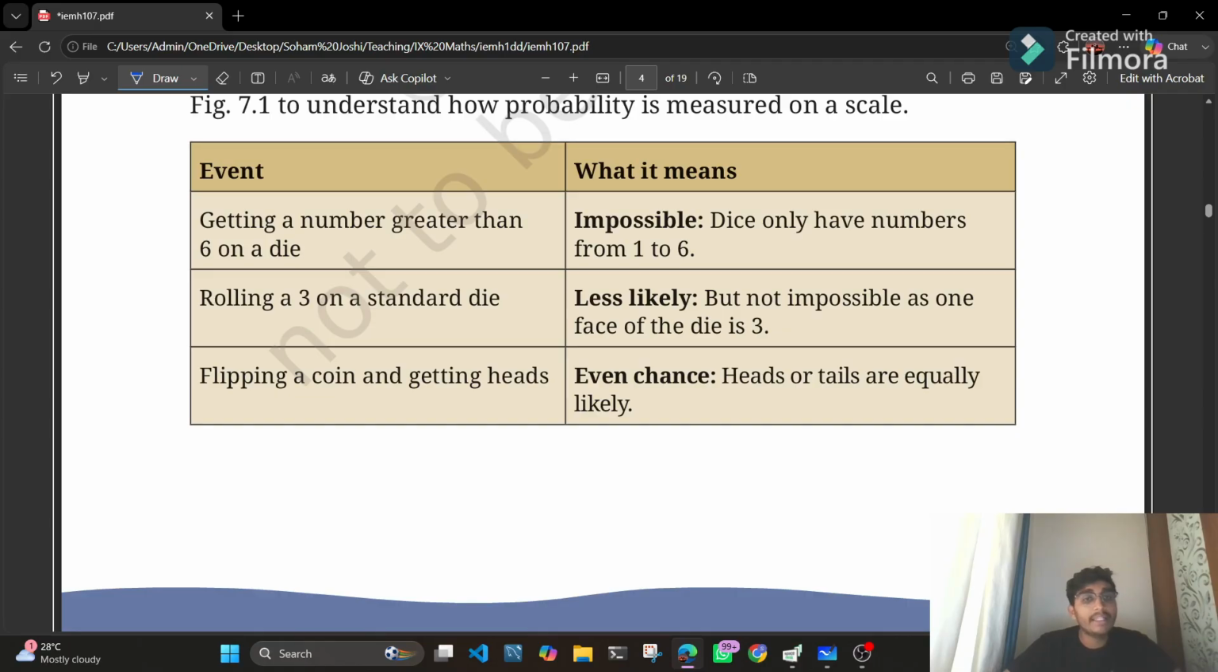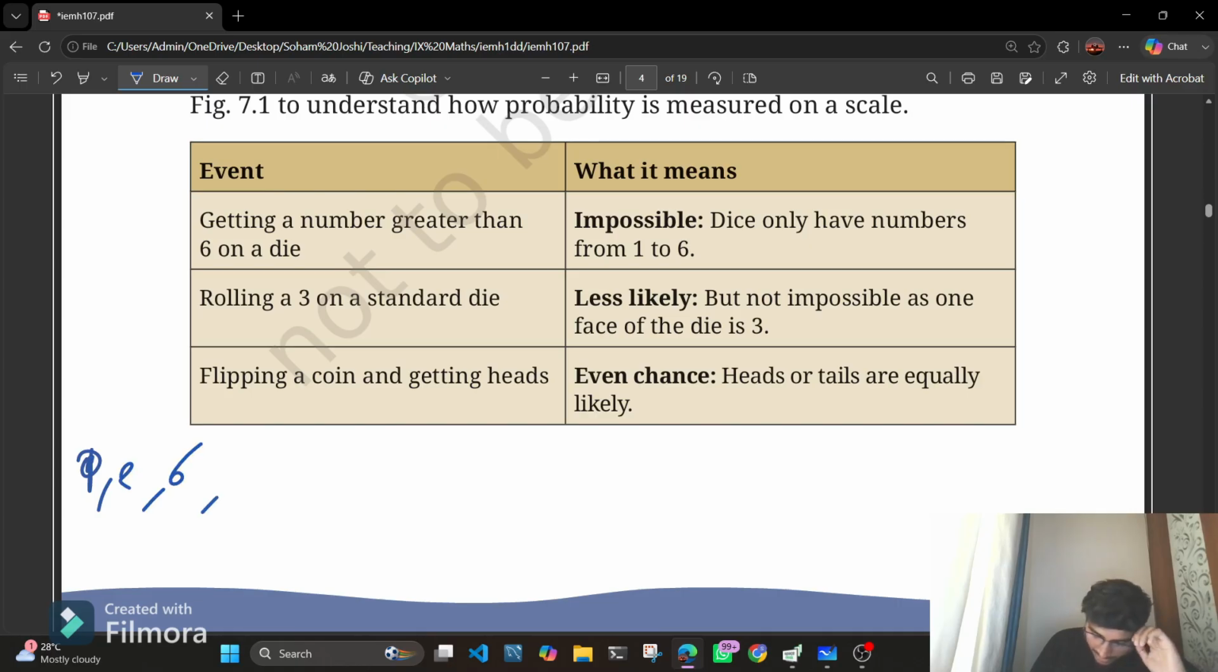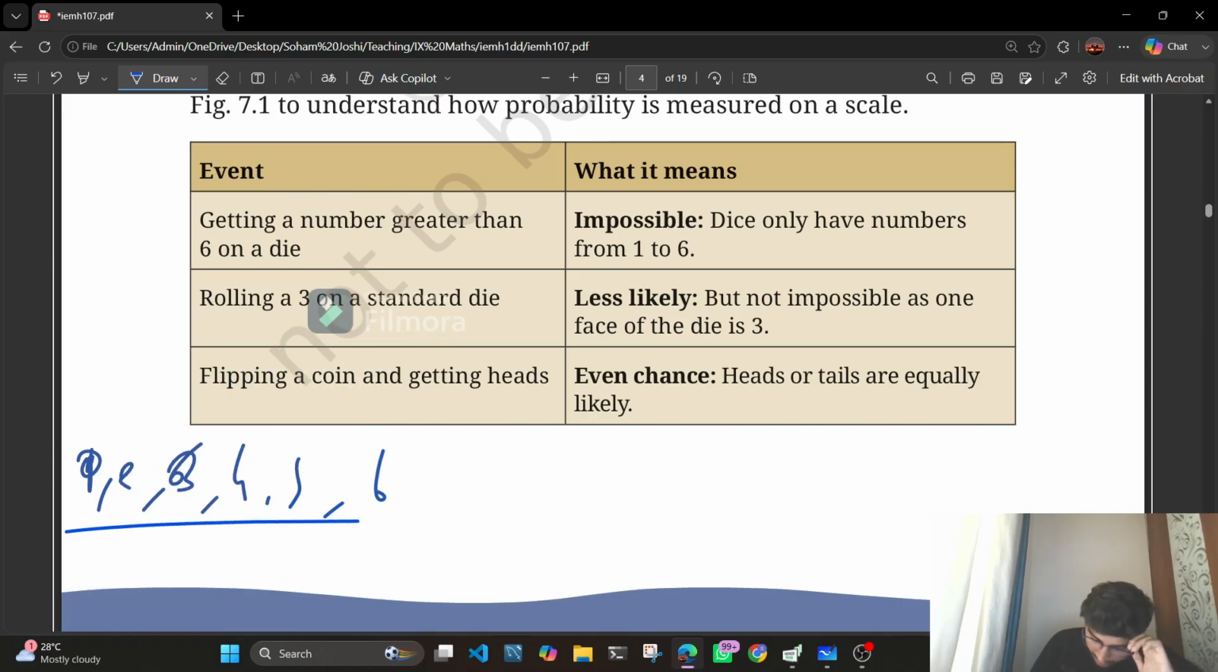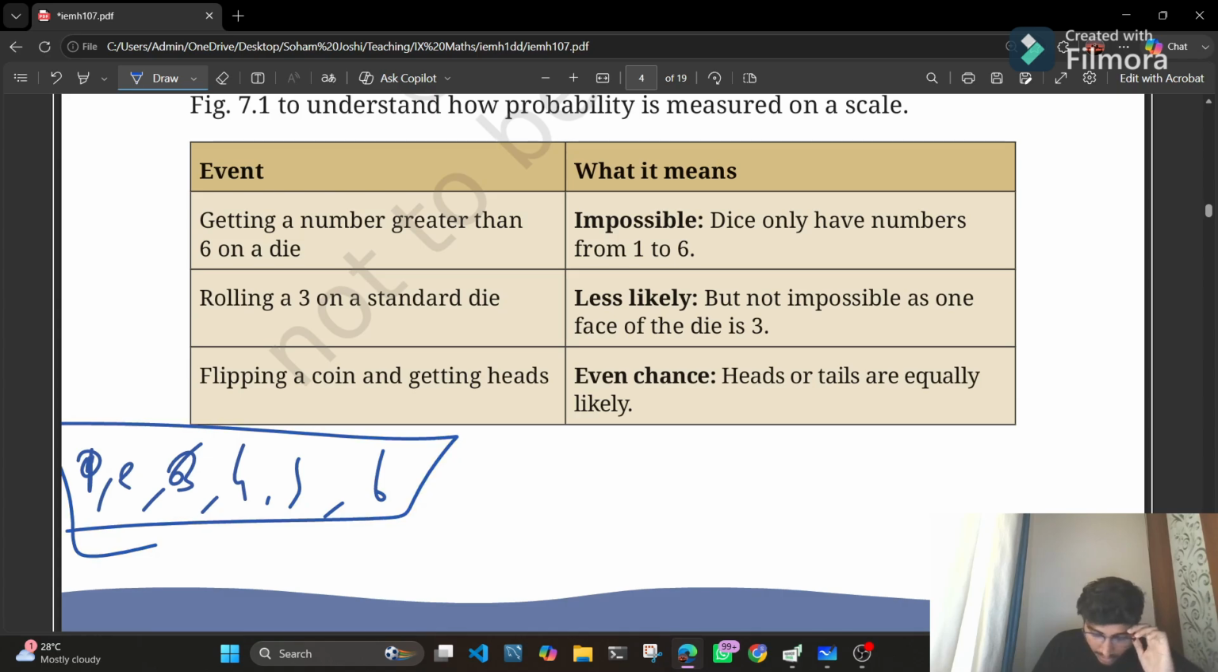Getting a number greater than 6 on a die. Now you know that if I roll a die, I'll get one, two, three, four, five, or six. No number beyond this, right? Here it is saying getting a number greater than 6 on a die. How will I get a number greater than 6 on a die? There is no possibility that could happen. Therefore, it is impossible. Dice only have numbers from 1 to 6. Next up, we have rolling a 3 on a standard die.